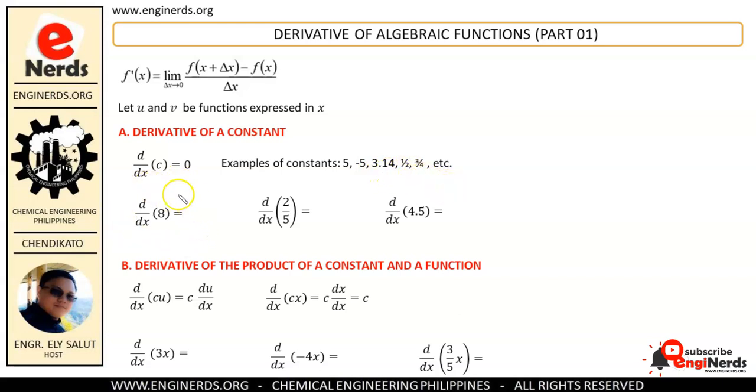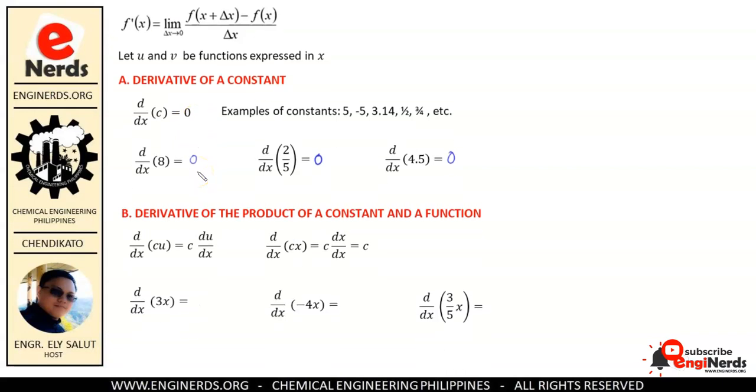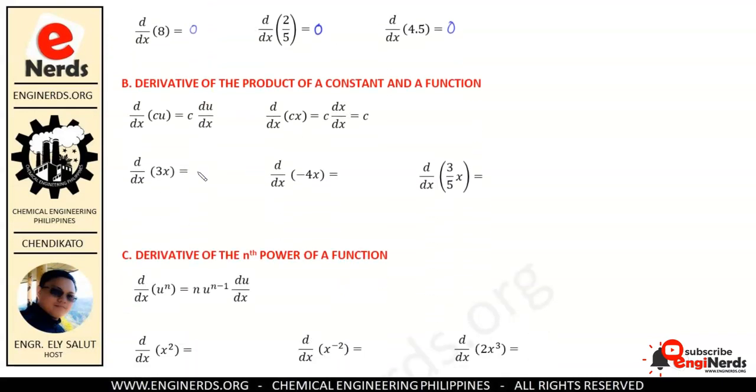Okay, so let's have a look in here. We have the derivative of 8 with respect to x, and this will be equal to 0 because the derivative of a constant is equal to 0. Now, the derivative of 2 over 5 will also be equal to 0, and the derivative of 4.5 will also be equal to 0. So, yan ang unang property na kailangan natin tandaan, na derivative of a constant is always equal to 0.